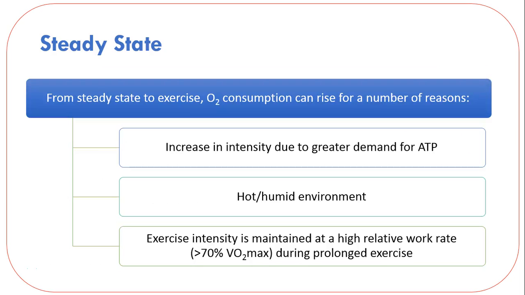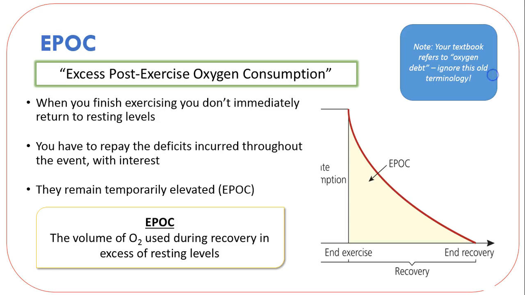From steady state to exercise, the reasons that our oxygen consumption can increase is that we increase our intensity. So just spoke about going from rest to working. That's an increase in intensity. So we have this oxygen deficit followed by an oxygen steady state. If we're working in hot and humid environments, it can be harder to meet the demands because we're also trying to thermoregulate. Or if we're maintaining exercise intensity for a long period of time, then that can lead to changes in our oxygen consumption patterns.